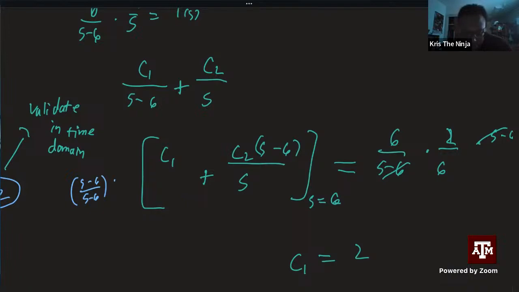Say S equals 0. That cancels. You got C2 equals 2 over negative 2, that's times 2, 2 over negative 2 times 2. So that gives us negative 2 equals C2.